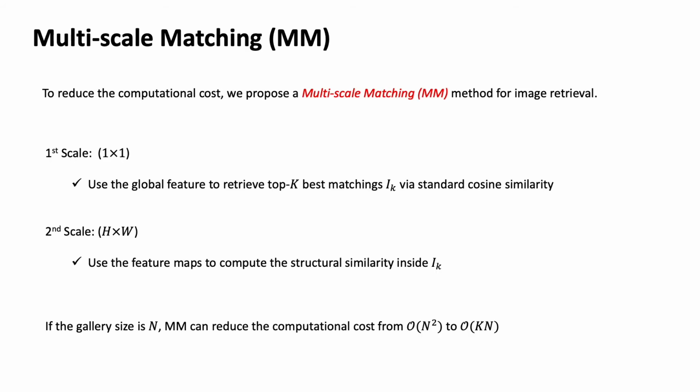We also propose multi-scale matching to reduce computational costs. In the first scale, we compute the global feature and calculate cosine similarity between the global features as conventional DML methods and find top K candidates. In the second scale, we use the feature maps to compute the structural similarity inside the K candidates. Since K is fixed, the extra computational costs of DIML can be controlled.